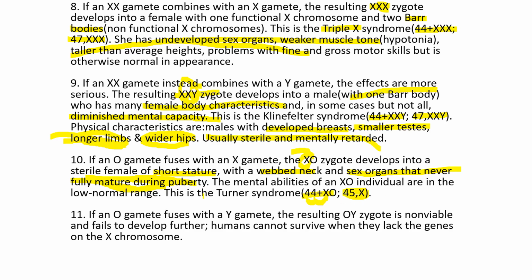So 45X. Now, if an O gamete fuses with a Y gamete, the resulting OY zygote is non-viable and fails to develop further. Humans cannot survive when they lack the genes on the X chromosome.